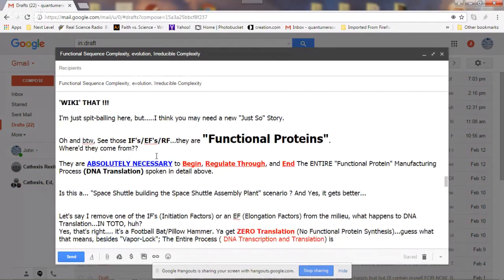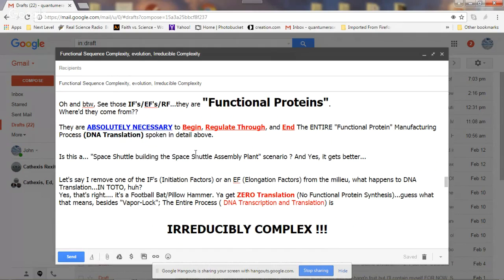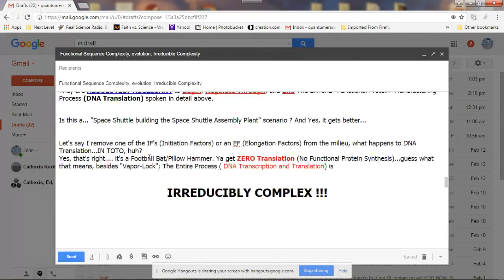Oh, and by the way, you see those initiation factors, elongation factors, and release factors? They are functional proteins. Where'd they come from? They are absolutely necessary to begin, for the regulation through, and to end the entire functional protein manufacturing process we just spoke about in detail above. Is this like the space shuttle building the space shuttle assembly plant scenario? And yes, it gets better.